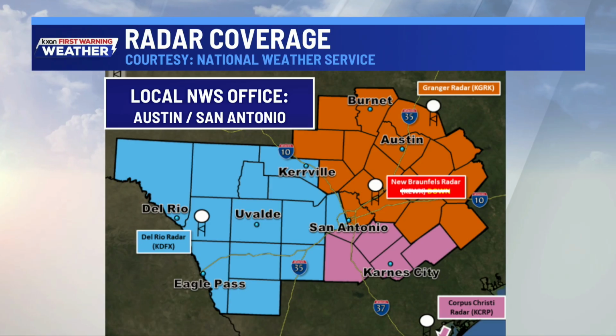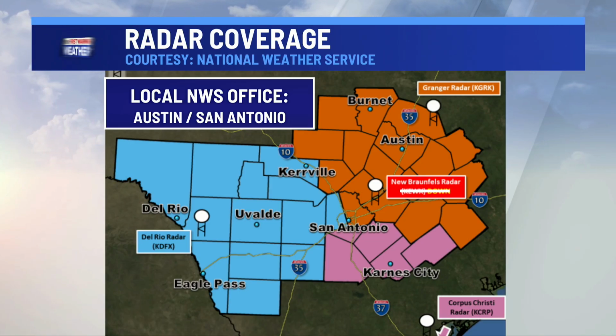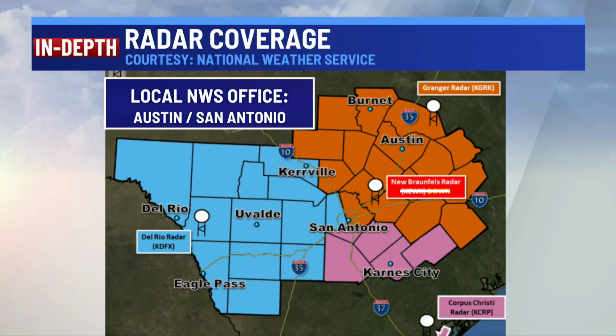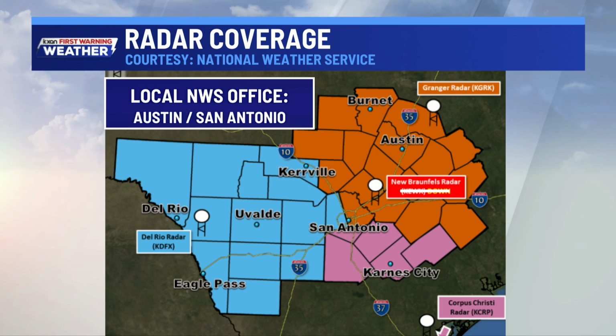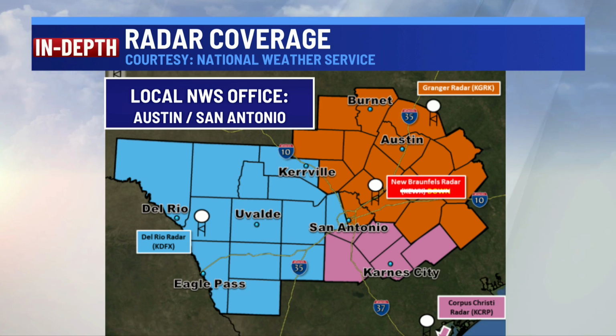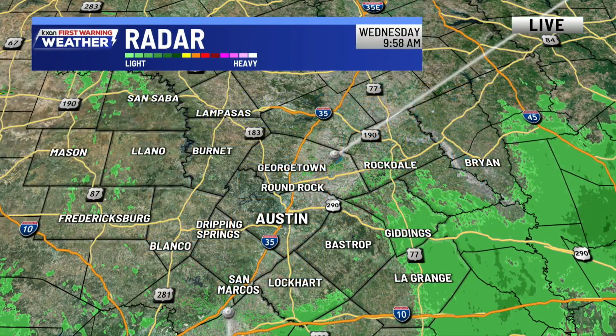Here at KXAN, we use the Williamson County one and the EWX. The orange color basically is how far the KXAN signal goes. So we're most concerned there. GRK, EWX, and that's what you see here. That little radar beam of GRK is up in northern Williamson County at Granger. And then you see there the one spinning. This is your real-time radar.